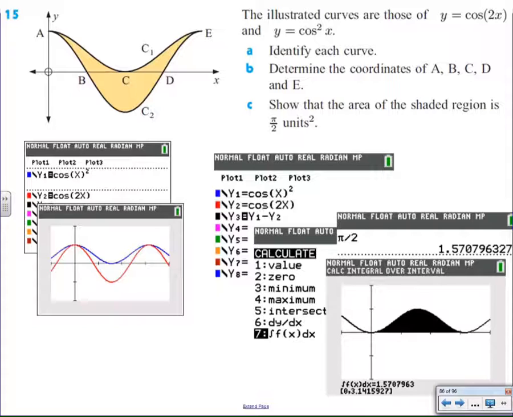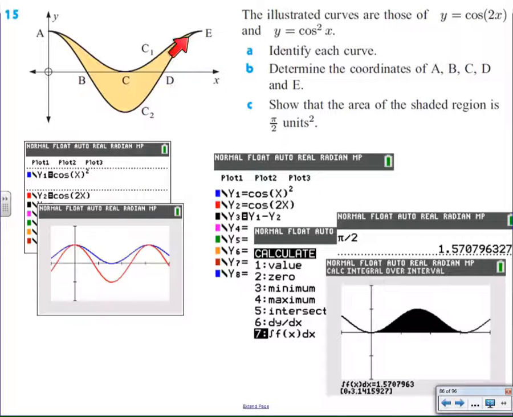But even if you don't want to use the paper and pencil method, I'll explain to you how to use the calculator to do this, just really briefly. First thing it says is identify each curve. So we have C1 and C2. One of them is y equals cosine squared, and the other one is y equals the cosine of 2x.